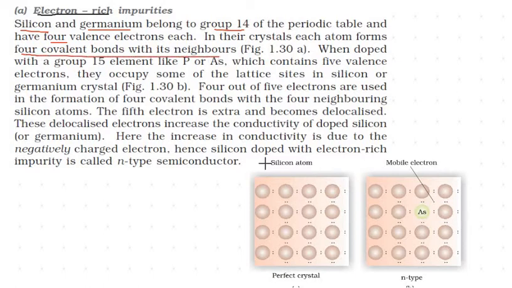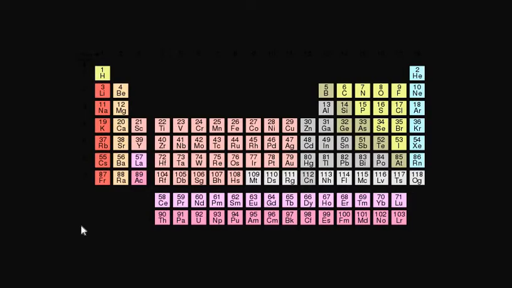Like you can see in this silicon crystal, which is a perfect crystal, it is forming a covalent bond with its 4 neighbors. Now in this silicon or germanium, when they are doped with group 15 elements like phosphorus or arsenic. So for now you need to remember this periodic table. As you can see here in the periodic table, I am talking about silicon and germanium.